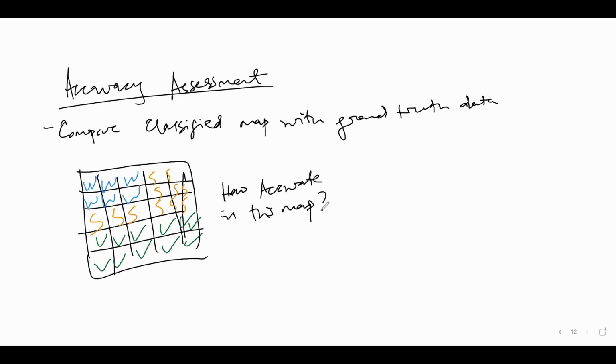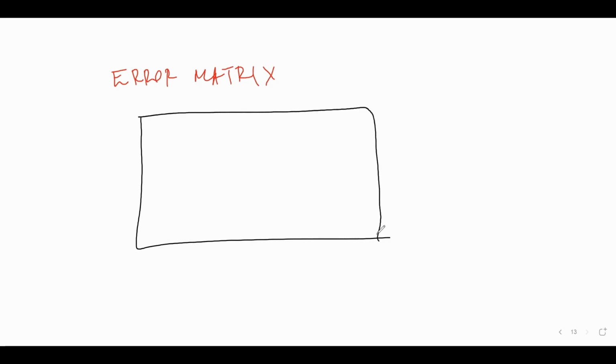What that would mean is that we would get some points and randomly pick them, go to the ground, see what is there, and compare with what we have mapped. To do that, we do the assessment using what we refer to as an error matrix. There are many types of error matrices, but I'll be using the traditional one. It's a matrix, as you can imagine, and on the top here we have reference, and here we have classified data.